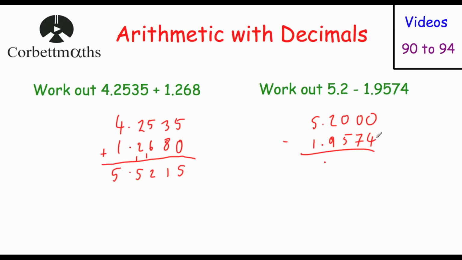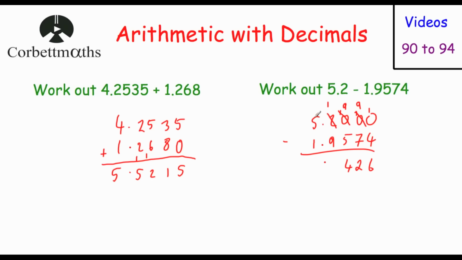Okay, so we've got 0 takeaway 4, but we can't do that, so we're going to borrow. We can't borrow from there, we can't borrow from there, so we're going to need to borrow from the 2, call that a 1, and now this is 10. Borrow from the 10, that's a 9, and now this is 10. Borrow from the 10, that's a 9, and now this is 10. So we've got 10 takeaway 4, that's 6. 9 takeaway 7, that's 2. 9 takeaway 5, that's 4.